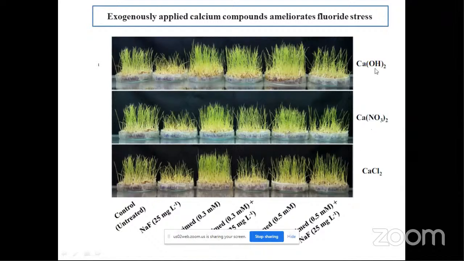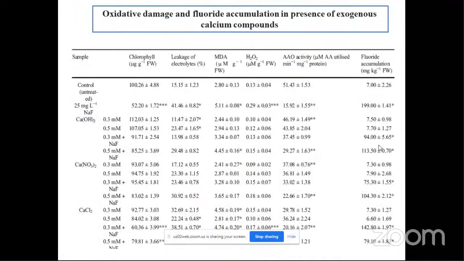And surprisingly, in calcium hydroxide and calcium nitrate, if you apply 0.3 millimolar, they behave better. But in calcium chloride, 0.3 millimolar does not behave that much better. 0.5 millimolar works better. So it is very much concentration dependent. The concentration of these protective agents is very important in conferring the protection.